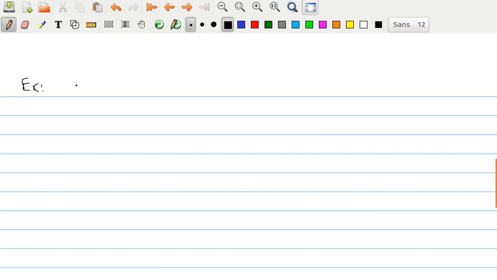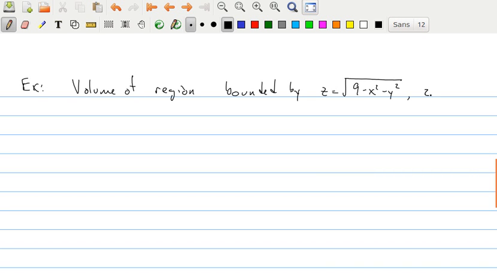Let's say now we're looking for, again, a volume of the region bounded by z equals square root of 9 minus x squared minus y squared, and z equals 0. So really this is just the upper hemisphere. So we go to set our volume up, and this will be the triple integral over our region, dv.